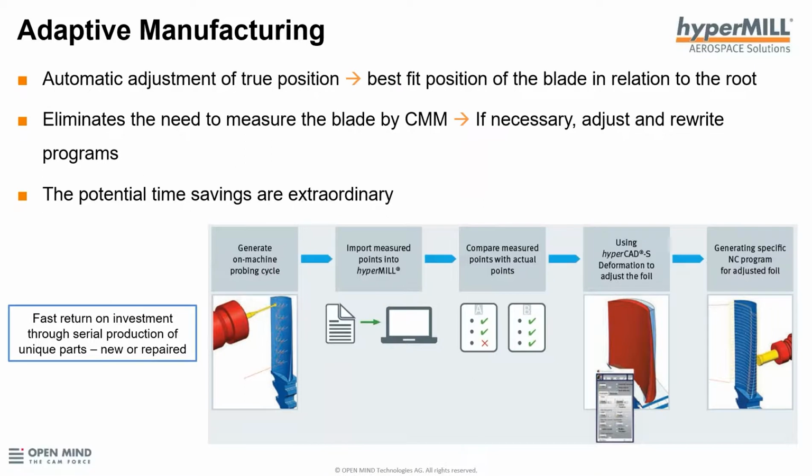So the advantages: there's a huge potential for time savings. Of course, there's a reduction in operating cost. It's more reliable. The cycle time gets reduced, and of course it leads to better accuracy and quality, and lower scrap as well.